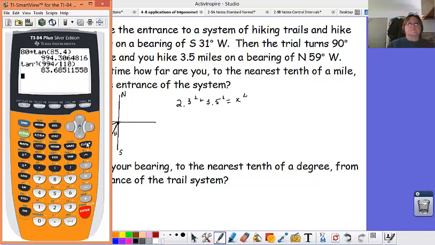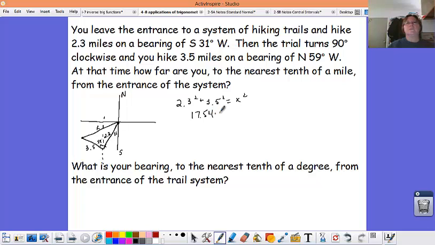Calculator. 2.3 squared plus 3.5 squared is 17.54. The square root of 17.54 is about 4.18, to the nearest tenth, so 4.2. So I am around 4.2 miles from the start.